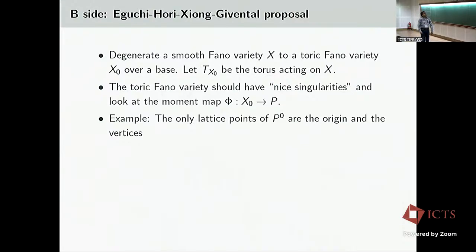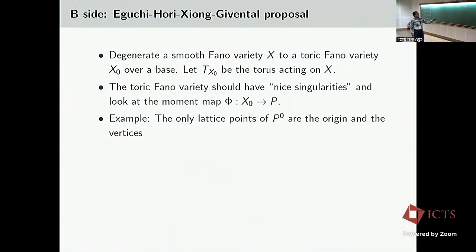Then there's the B side, the algebraic geometric side. There's a paper by Iguchi, Hori, Zhang, and also Givental I added, but the paper is by the first three of them. Their algorithm is very simple. You start with a Fano variety, you degenerate it to a toric variety, and you assume that the toric variety has nice singularities, like terminal is good. So basically you assume that for the dual of the moment polytope P0, the only lattice points are the origin and the vertices. So they have no non-trivial lattice points.